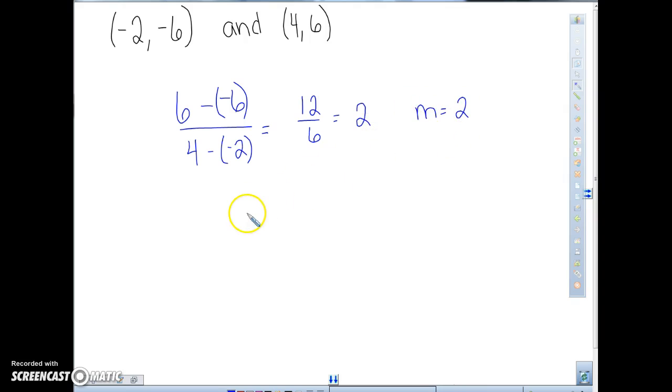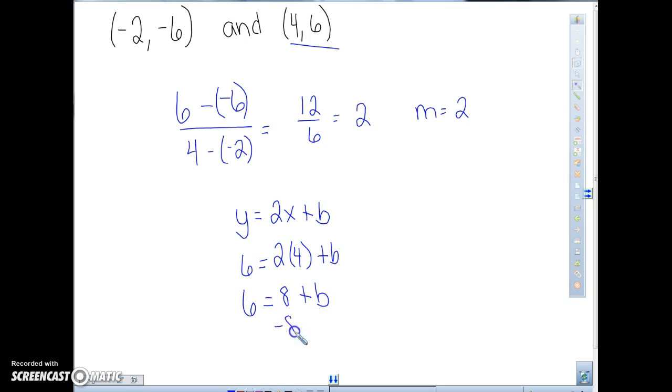And if you remember back to Algebra 1, to find our b, we have to pick one of these points. It doesn't matter which point you pick as long as you pick one of these two. So you'll get the same answer. I normally look for smaller numbers that are positive. So I'm going to go with the 4, 6. So I plug in 6 for y, 4 for x, and then you just solve the problem.